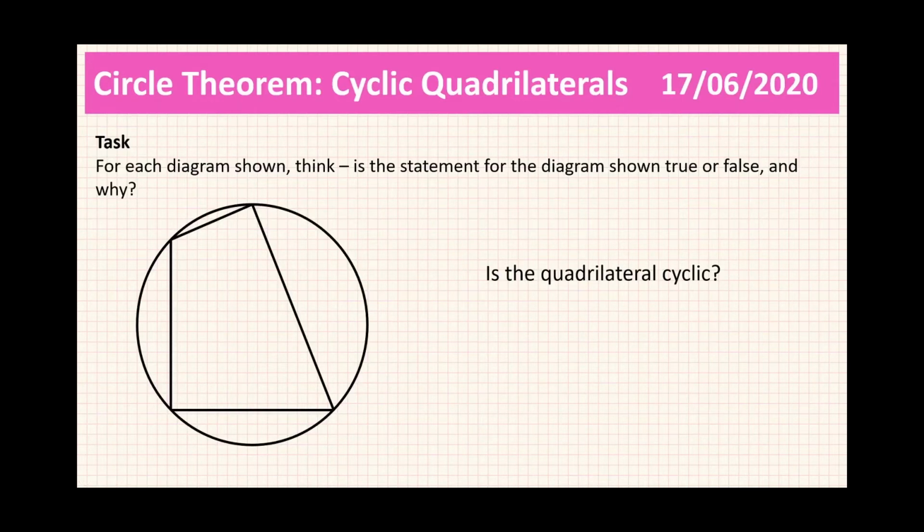Okay, so we need to remember the two constraints we need to have for this circle theorem to work. The first one is it needs to be on the circumference of a circle. So there it is. There's the circumference of my circle. I can see that all 4 points are on the circumference of the circle, and then I can also see that the quadrilateral is made up by chords, so therefore this quadrilateral is indeed cyclic.